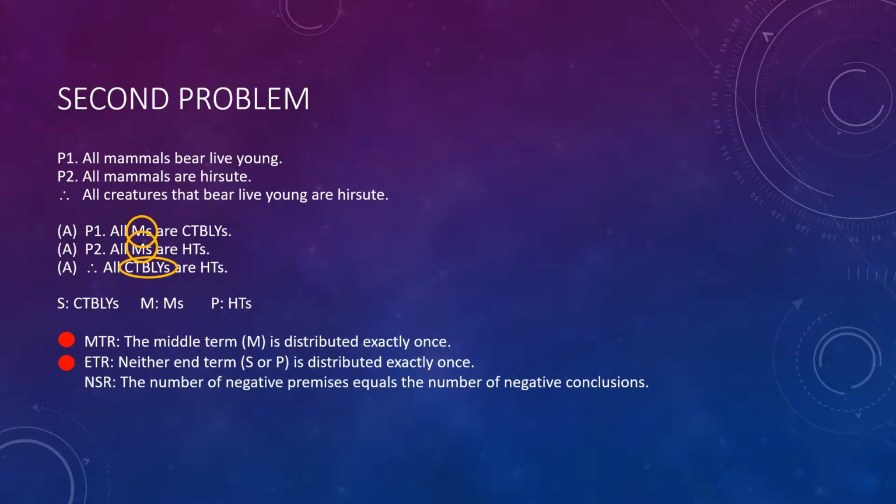was distributed exactly once. Also, we note that all of the generalizations are affirmative, so we have no negative premises and we have no negative conclusions. 0 equals 0. And so this syllogism actually satisfies the negative statements rule. However, because it violated a rule, this syllogism is invalid.